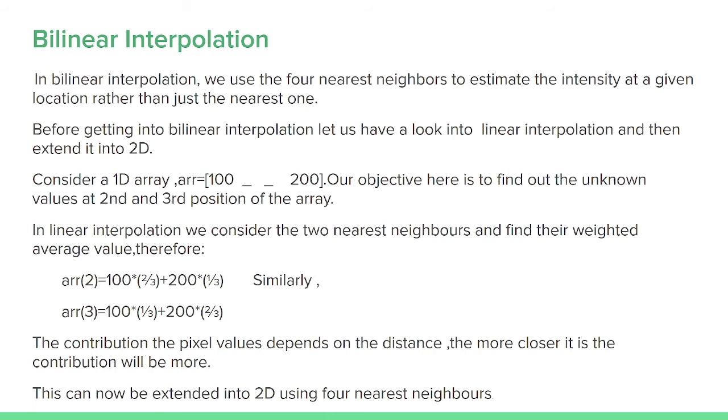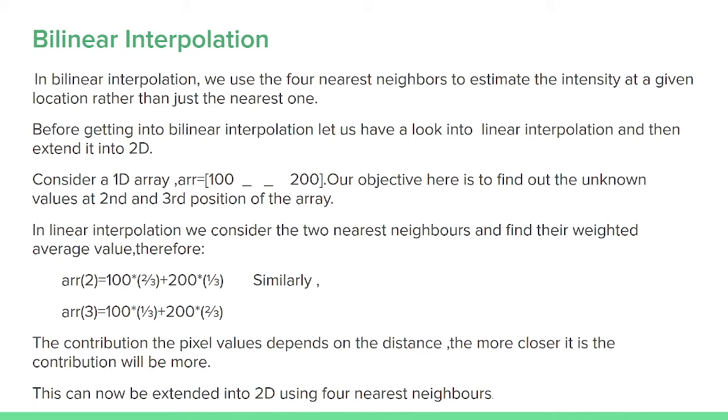Now let us look into another interpolation method, that is the bilinear interpolation method. In this, instead of just looking at its nearest neighbor, we are going to look at its 4 nearest neighbors and estimate the intensity value from the weighted average of the 4 nearest neighbors. Before going into bilinear interpolation, let us have a look at linear interpolation.